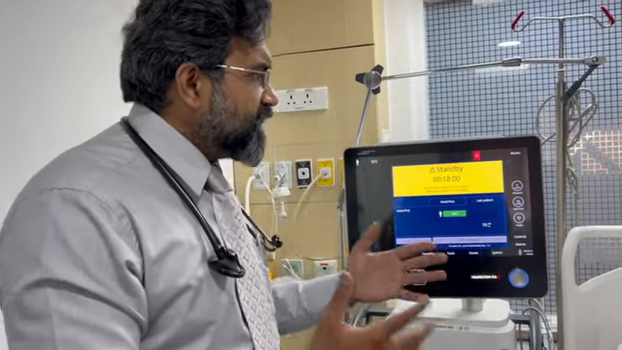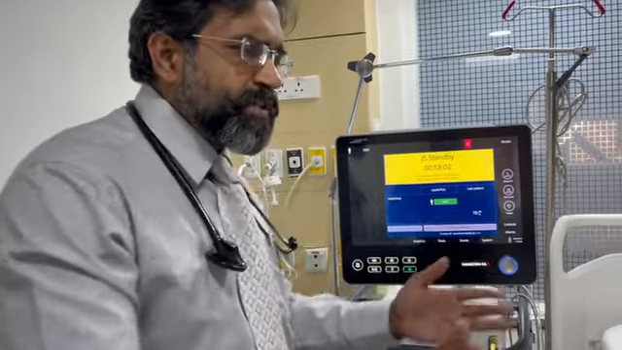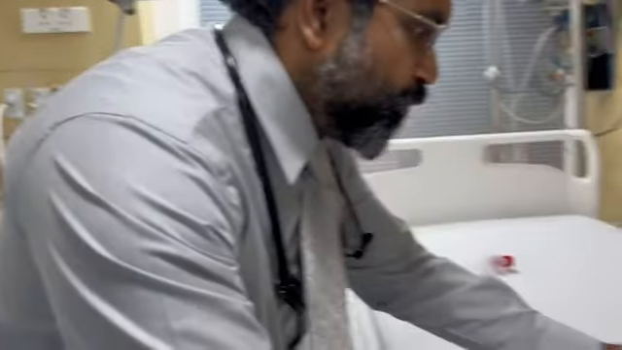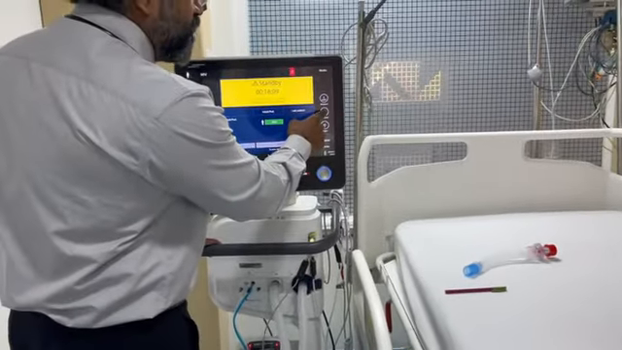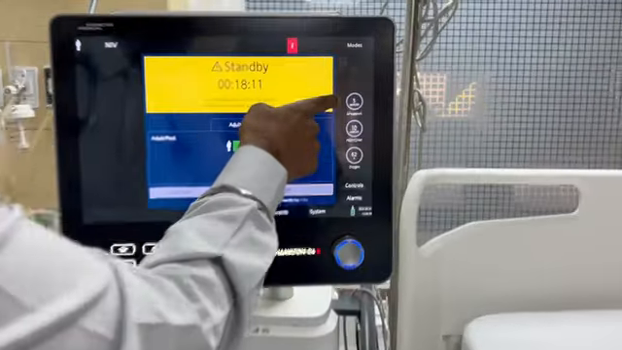So let's set this patient on this particular ventilator. I have blocked both the ports and I've attached the ventilator to this. I'm going to start my ventilation at a PEEP of 10 and a delta PEEP of 5, which means 15.